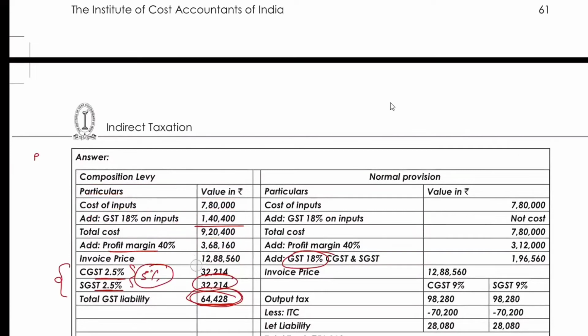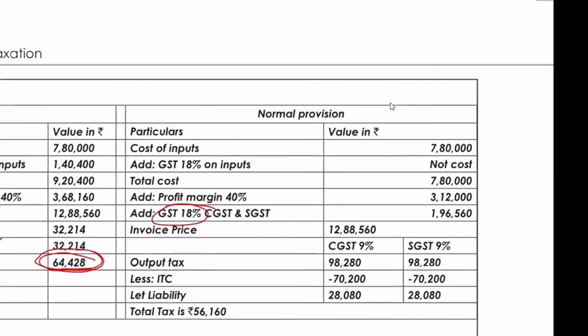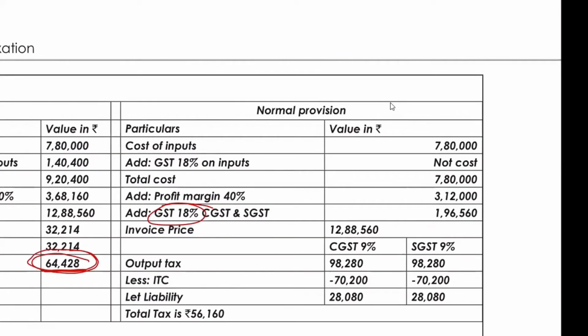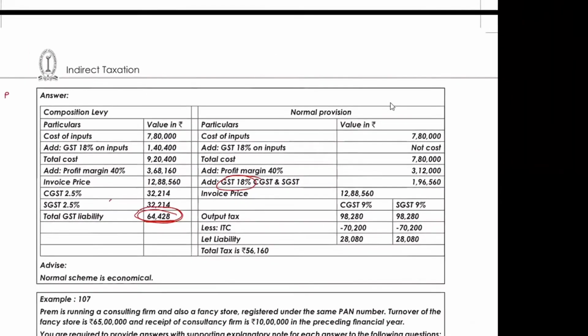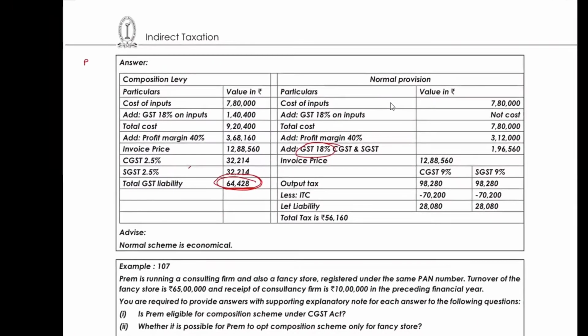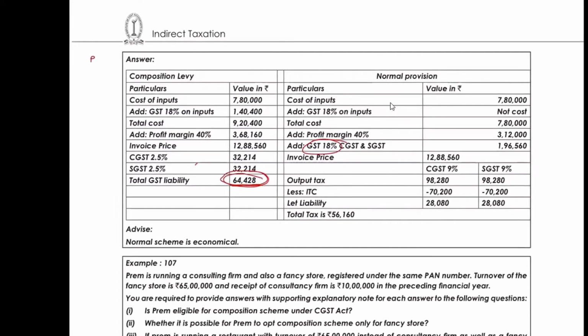Correct. We cannot advise it right now. We need to check the normal scheme also. So what will happen in the normal scheme? We'll get input. Correct. The only thing that will change is the one we are adding over here. When we are adding it over here, our GST rate will be 9%, and we will get an ITC also. That is the only change.